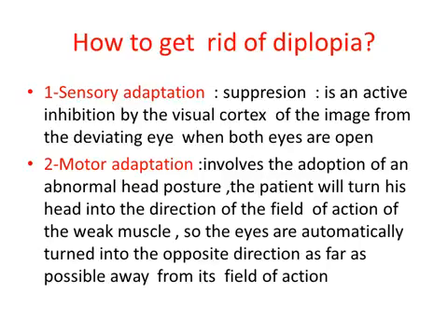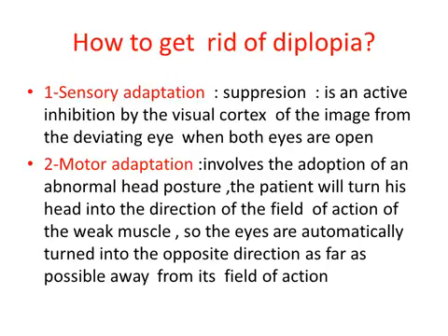What is sensory adaptation? It is suppression at the level of the brain. It is an active inhibition at the visual cortex for the image coming from the deviating eye when both eyes are open. So in order to get rid of diplopia, the child with squint will suppress the image coming from the deviated eye and will see only the image coming from the orthotropic or straight eye.